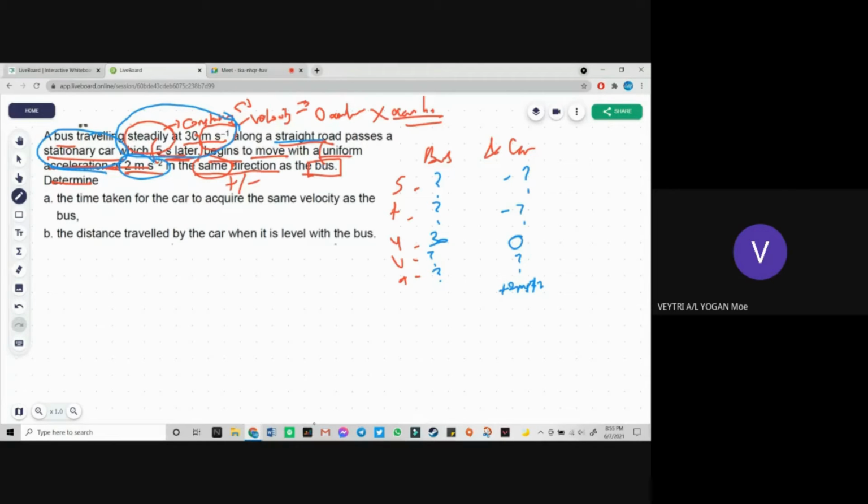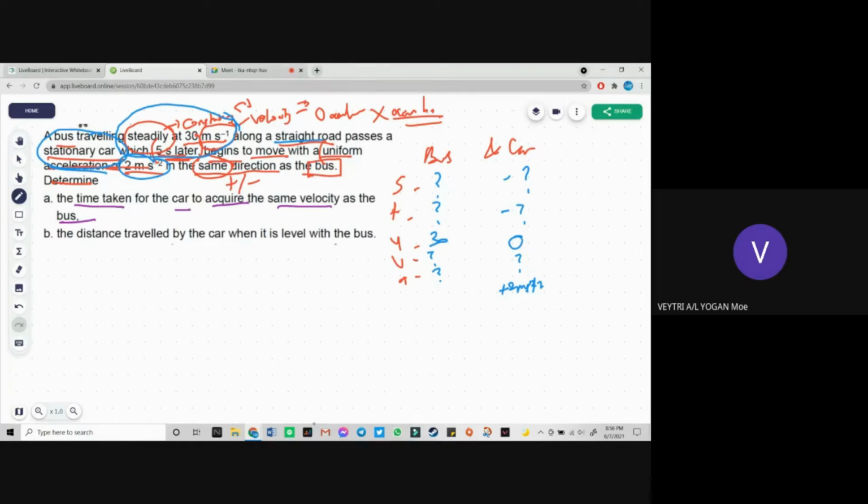Now, don't worry sebab banyak tiada value. Always have a look at the question. Go to the question kalau you guys risau sangat that you guys might not have enough information. Now, let's have a look at question A. Question A states the time taken for the car to acquire same velocity as the bus. Okay, let's take a moment. Dia cakap apa? Car dengan bus akan jadi same velocity.